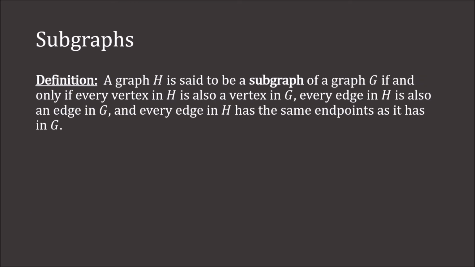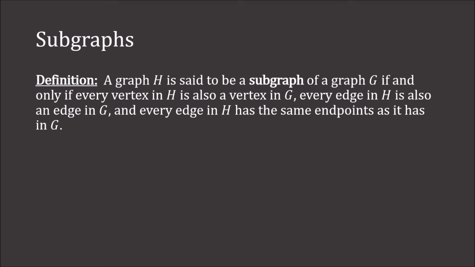A graph H is said to be a subgraph of a graph G if and only if every vertex in H is also a vertex in G, every edge in H is also an edge in G, and every edge in H has the same endpoints as it has in G. Notice this is very similar to the definition of a subset.